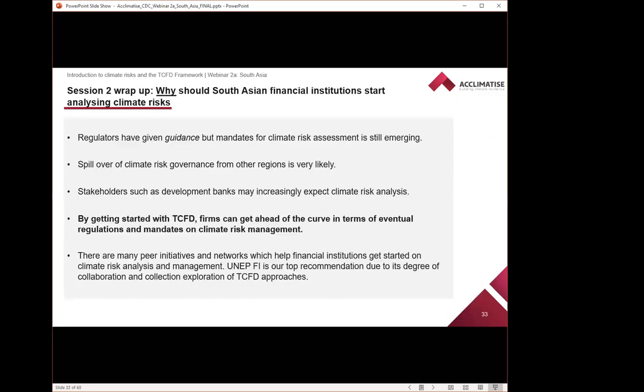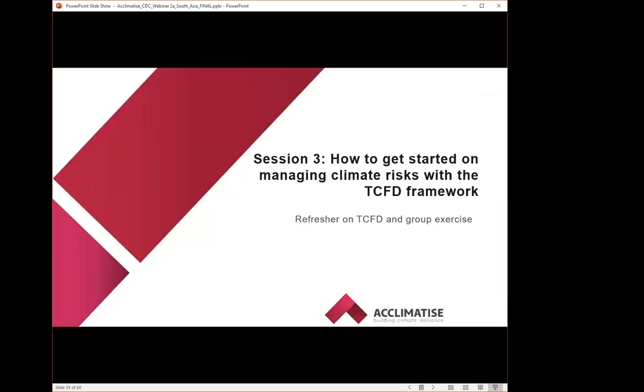A final wrap up here, one point to just really reiterate is that by getting started with TCFD, we've made the case that you can get ahead of the curve in terms of potential regulations and mandates on climate risk management. There's other points here as well, but I will move on. We now need to move to our exercise. So in this exercise, in this final session, we want to offer a quick refresher on the TCFD framework and take you through an exercise.